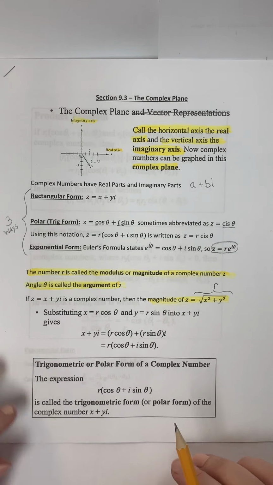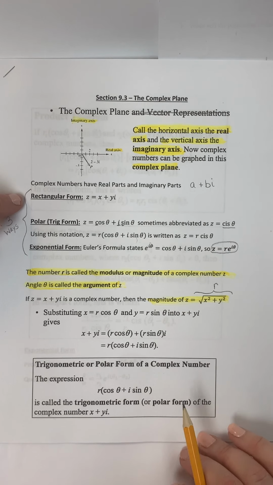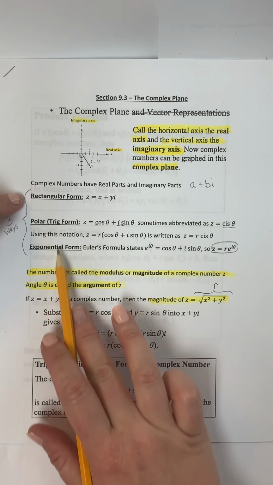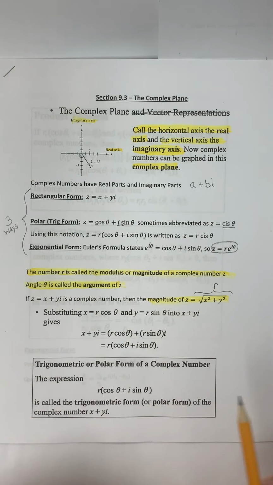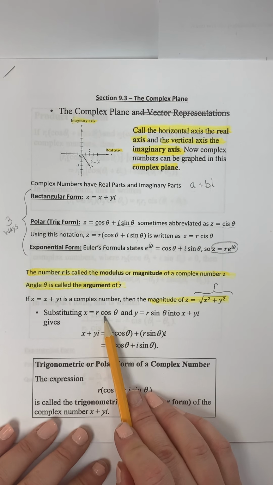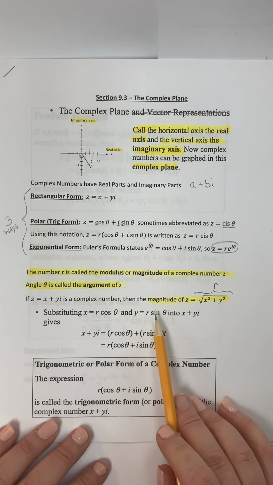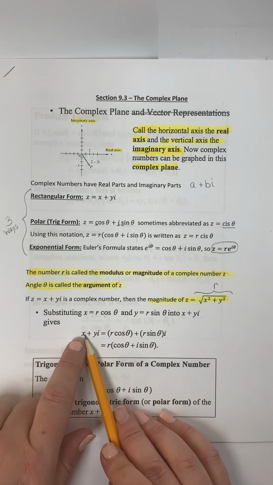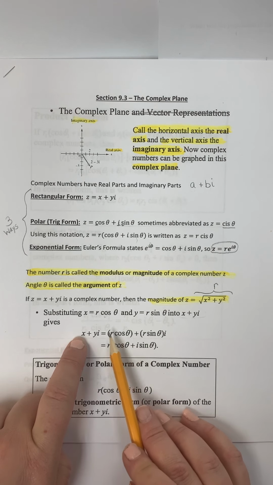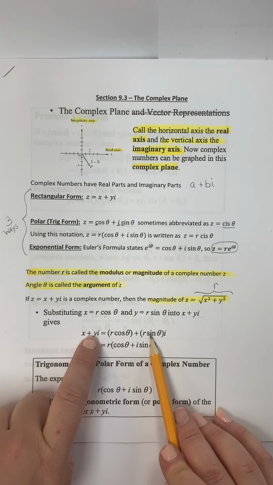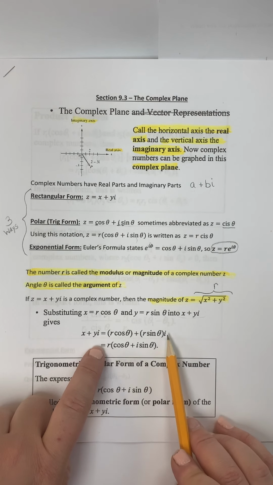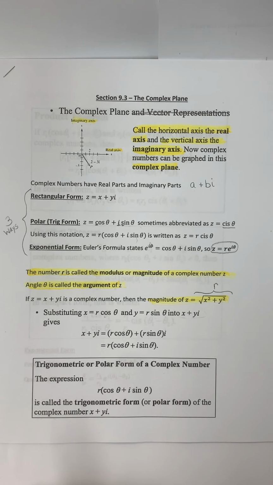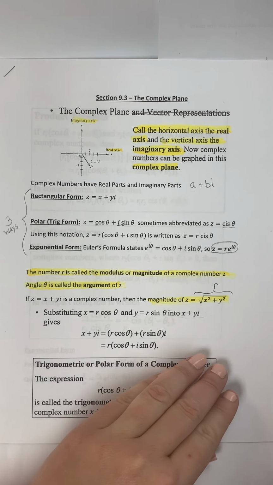All right, so what we're going to spend this packet doing is graphing in the complex plane and then going back and forth between these 3 forms. So remember, if x is r cosine theta and y is r sine theta, I could put that right into x plus yi. I can put r cosine theta in for x, r sine theta in for y. I can pull out that common r and I can move this i to the front, and suddenly I have polar form. So that works out really well, okay?